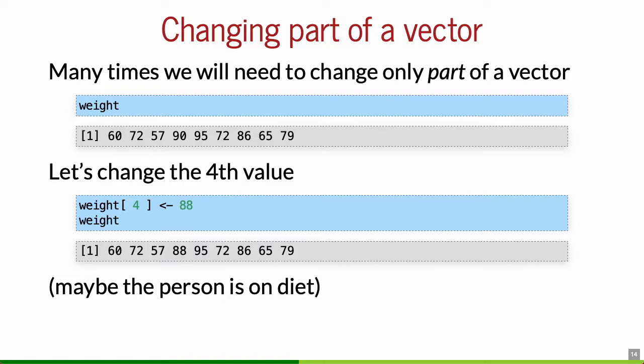Now we can use index not only to see but also to change the content of a vector. Here we are taking the fourth value that was initially 90 and we replace it with 88.